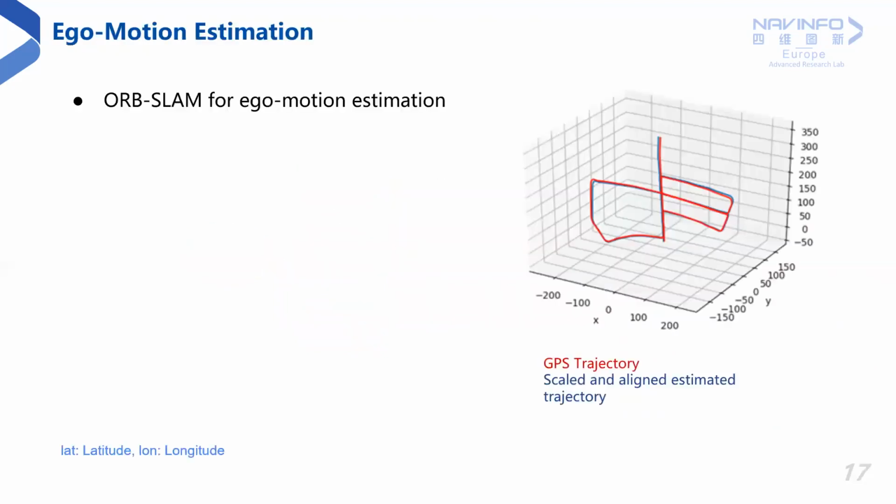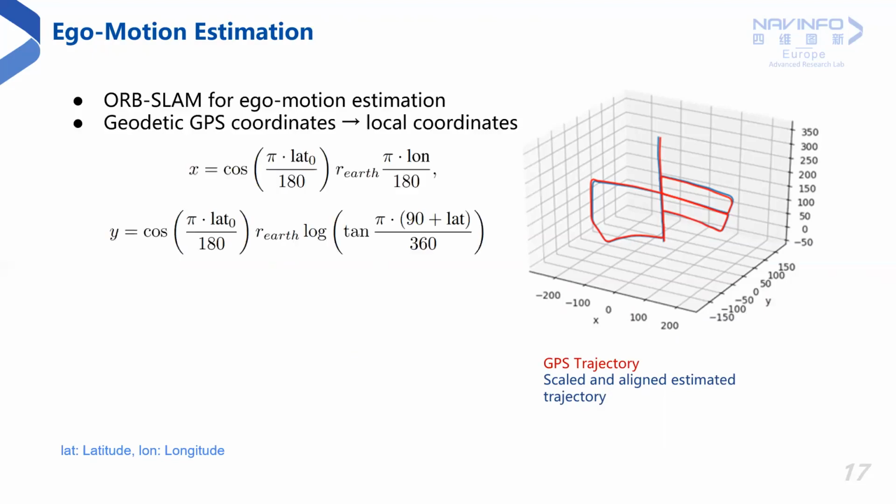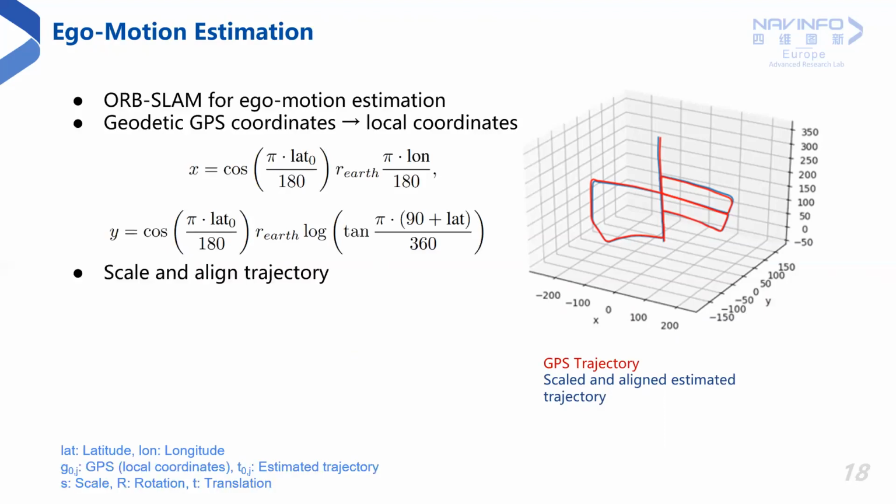In this approach, we utilize ORB-SLAM to get the egomotion of the camera. However, this is not scaled or aligned to the real world. To do so, we utilize the GPS coordinates by first converting the latitude, longitude, and height to local coordinates using the Mercator projection. Thereafter, we use Umeyama's algorithm to scale and align the estimated trajectory with the GPS trajectory in local coordinates by minimizing the mean squared error between them.